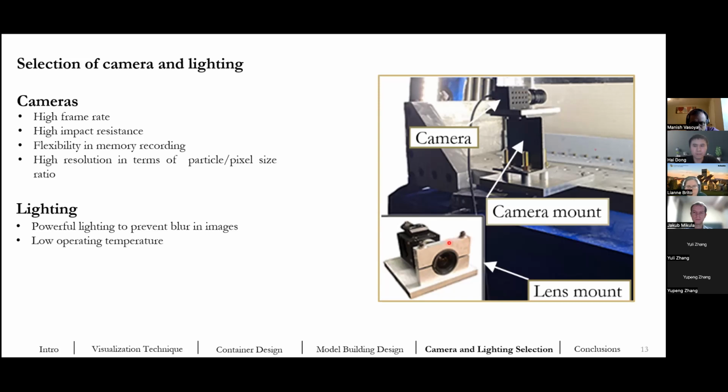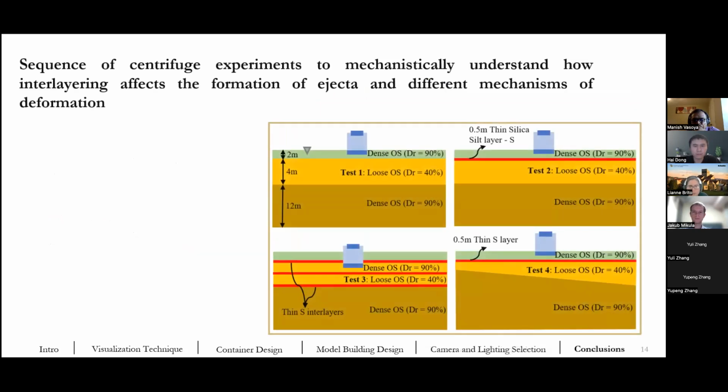So for the lights, we had the need for powerful lighting to prevent blur in the images due to the short exposure times that are required for PIV analysis. And we also wanted a low operating temperature to allow for more extended operational periods, because a lot of our centrifuge tests do incorporate silt. So those tests take much longer to complete.